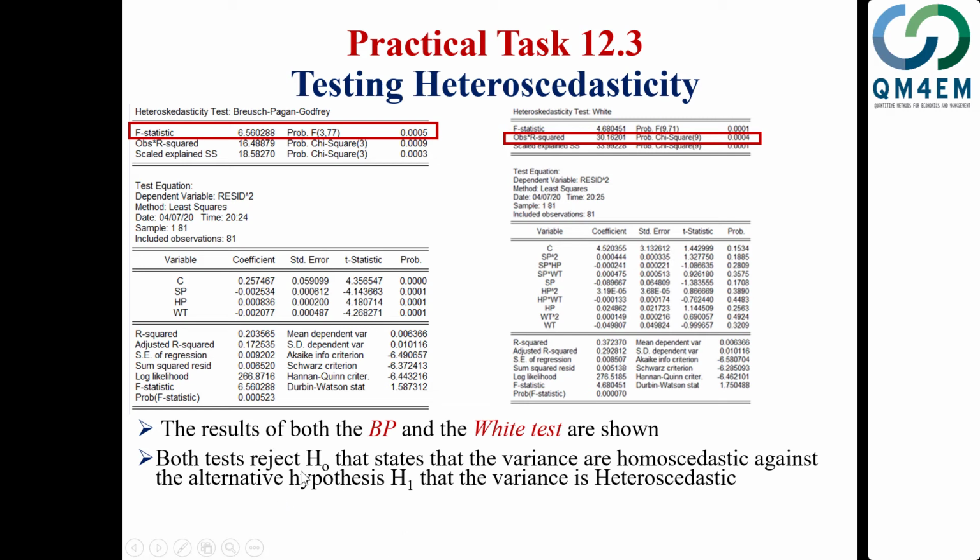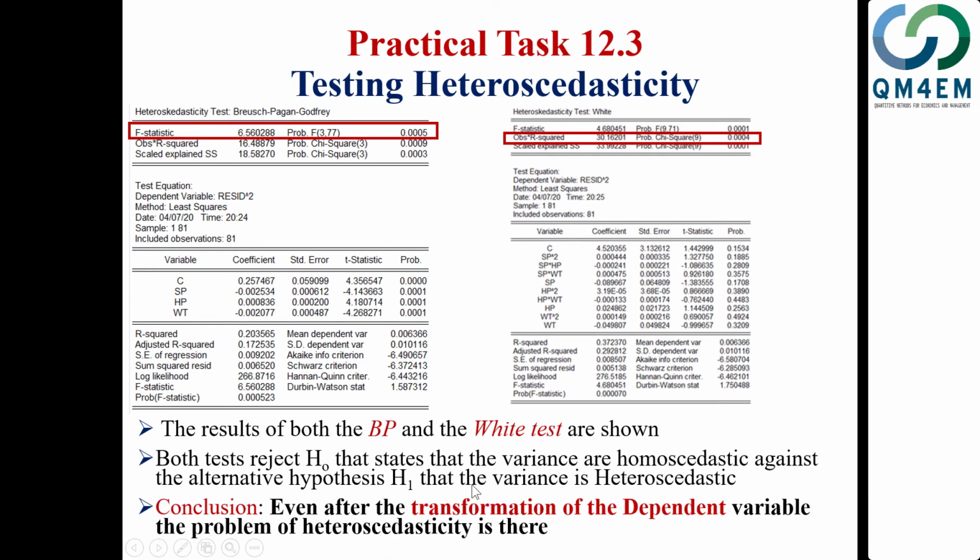So both tests reject H0, which states that the variances are homoscedastic, against the alternative hypothesis H1 that the variance is heteroscedastic. So the conclusion is that even after transforming the dependent variable into its log form and using that transformed dependent variable, the problem of heteroscedasticity is there. So the natural question is, what should we do?